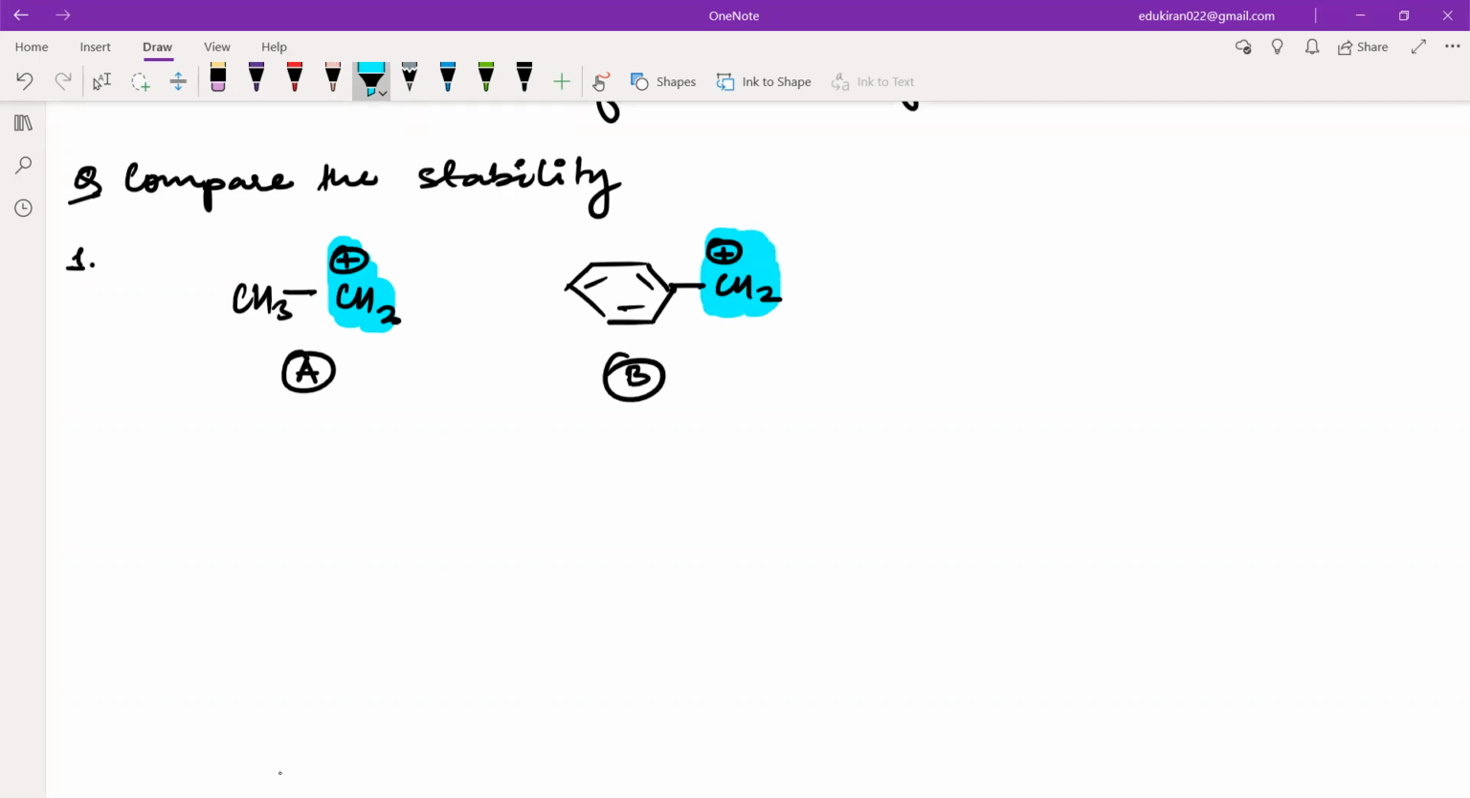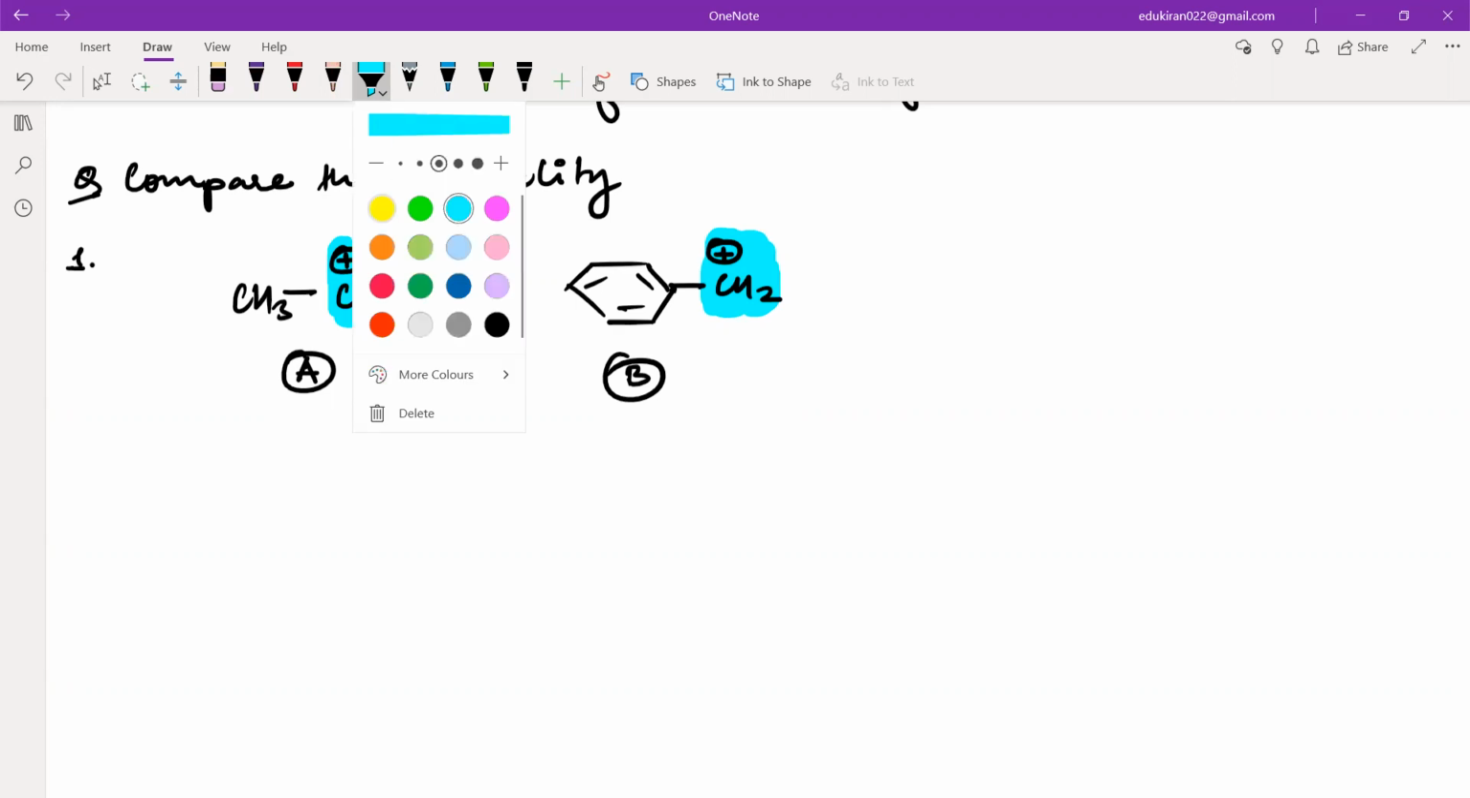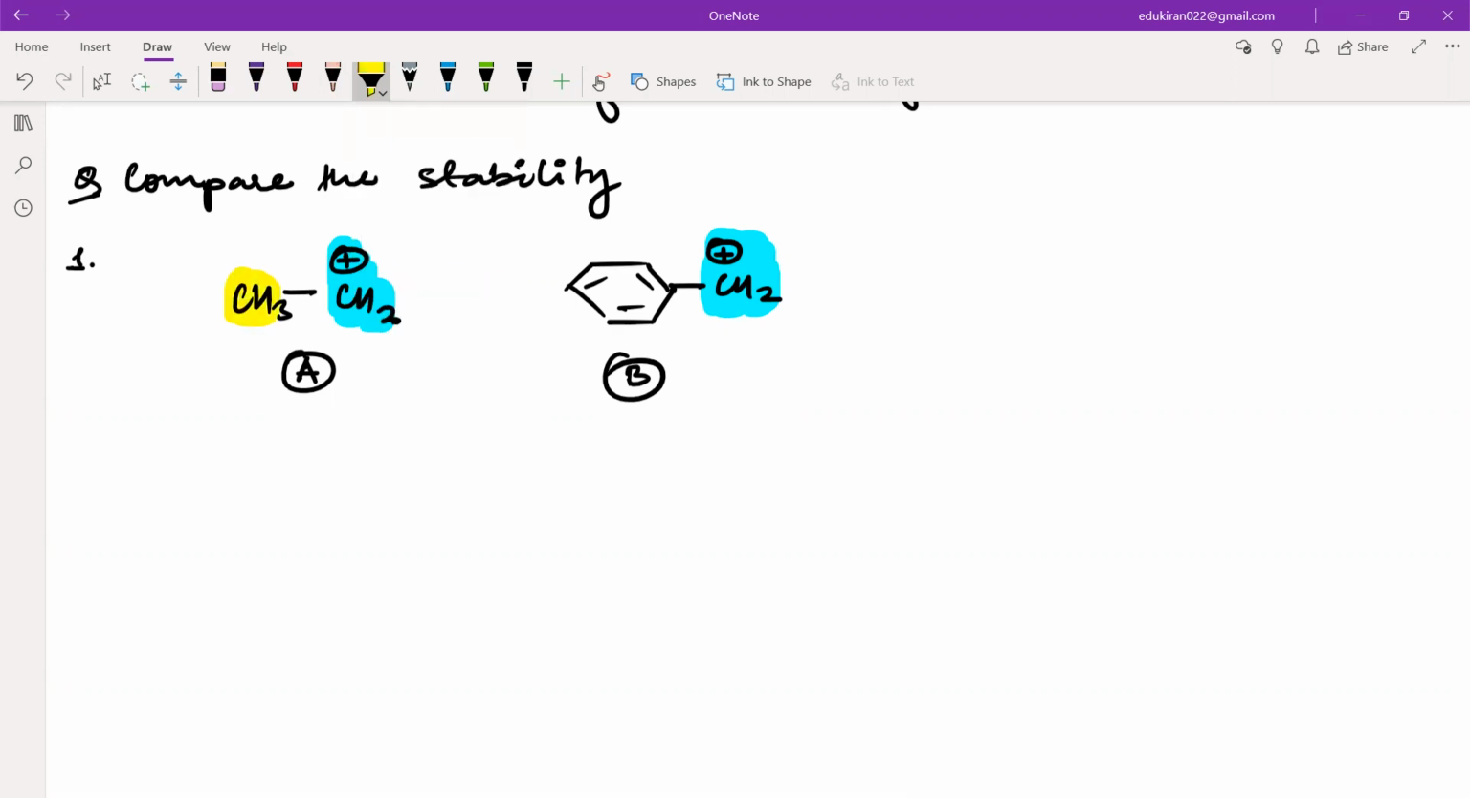So all your answer should be due to this CH3 group that is attached to the CH2 positive and this benzene ring group that is attached to it. So we will be talking about plus I, minus M, plus M, all of these things regarding the ones which I have highlighted in yellow. Whenever you are comparing, you will first identify what is same, and then compare what is different.